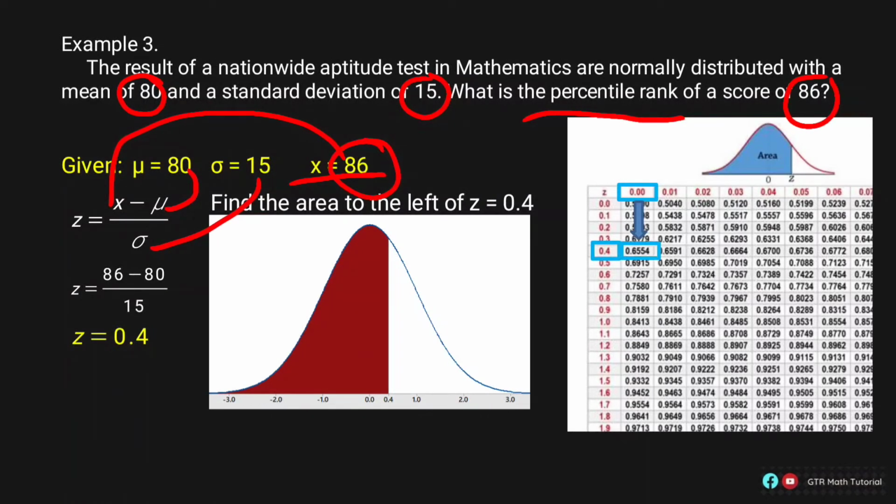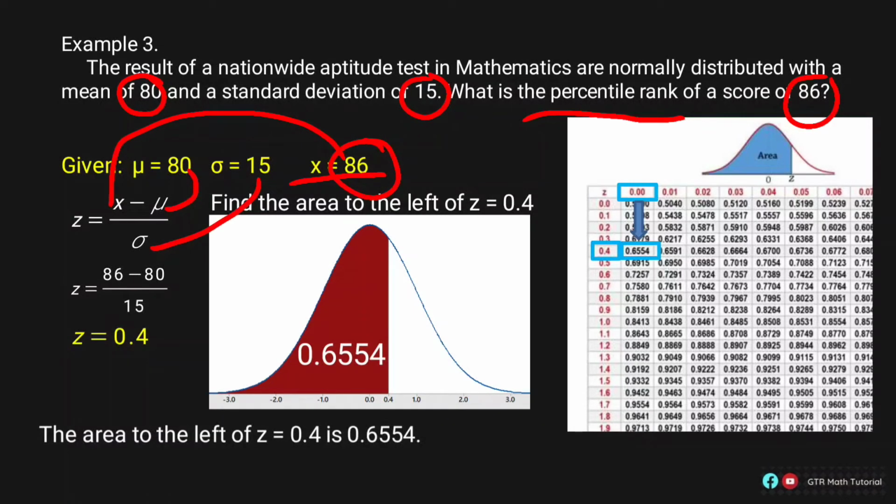So we have, the area is 0.6554. So in shaded part natin, that is 0.6554. Then, convert lang natin yan sa percent. Okay? So to convert that to percent, just multiply by 100%. Or simply move the decimal point 2 places to the right, and then put the percent symbol. So the corresponding percentage of this is 65.54%.